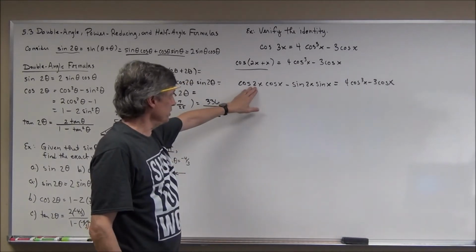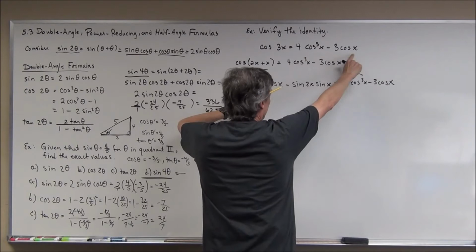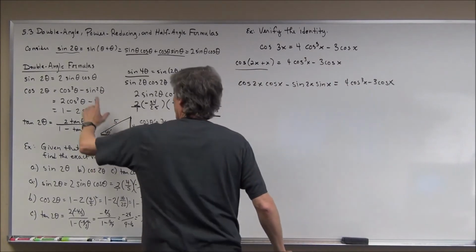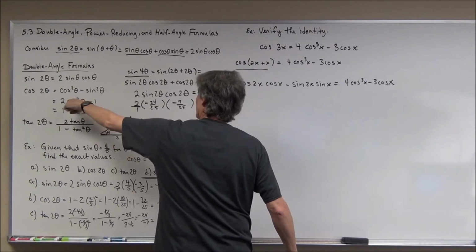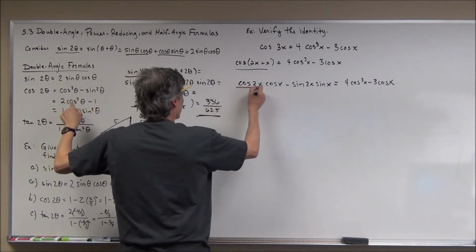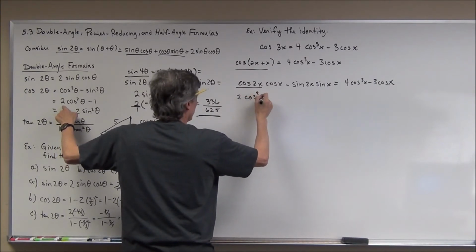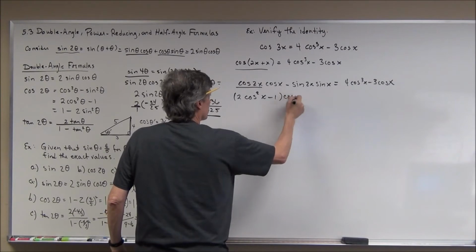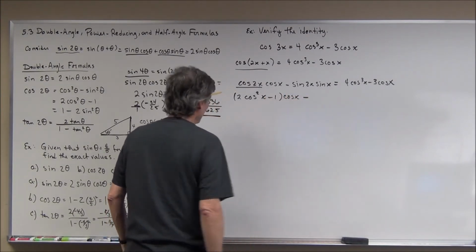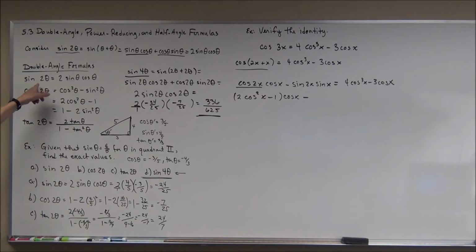Now, out of the 3 choices for this guy, since I have to match the right side and everything's in terms of cosine, I think out of these three choices, I'm going to take the middle one because that's all in terms of cosine. So this guy right here is 2 cosine squared x minus 1, and that's times the cosine of x here, minus, now I don't have a choice for a sine of 2x. I've got to use this guy right here.